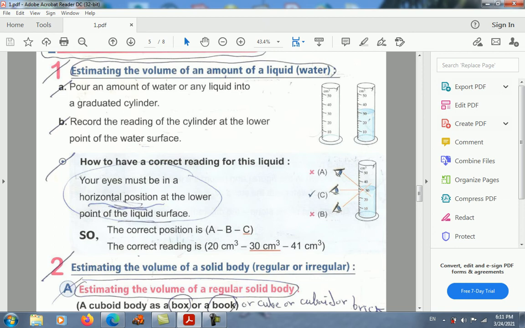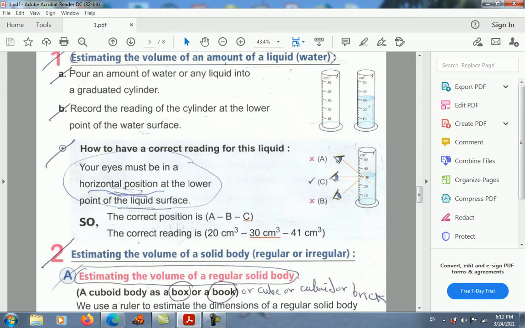How to have a correct reading for this liquid? Your eyes must be in a horizontal position at the lower point of the liquid surface. So of course position C is the correct one. It's not A, looking at it from the above side, or B, from the lower point. So the correct position is C. And the correct reading in this case is 30 cubic centimeters. So it's the second choice.